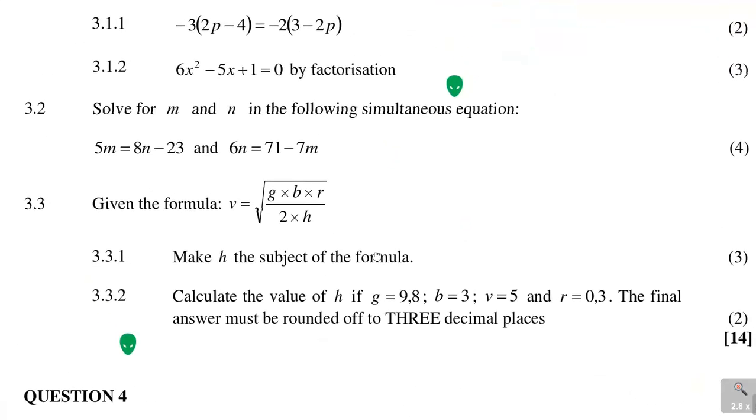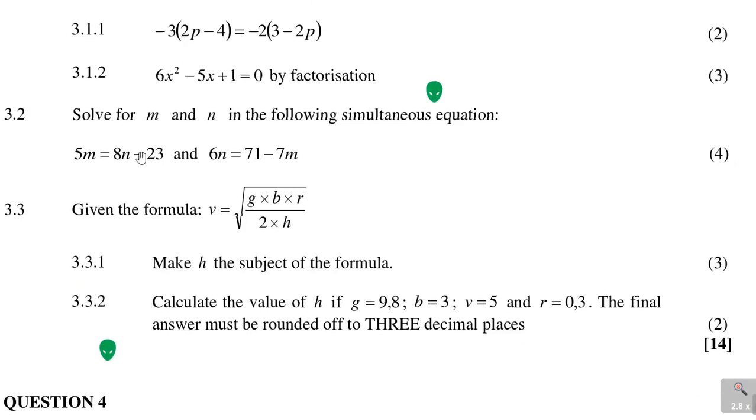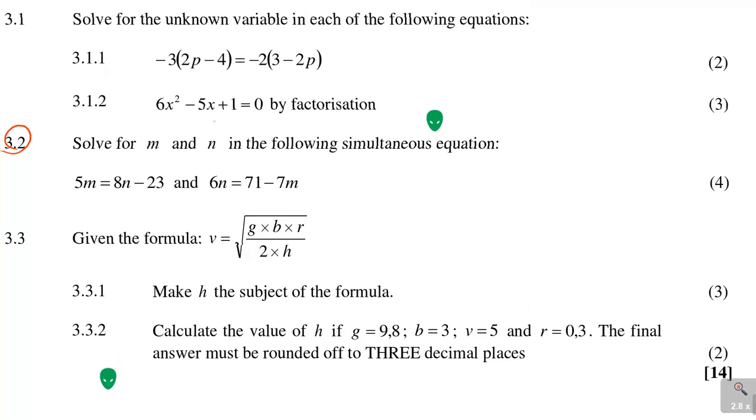Alright, moving on to question 4. Question 3.2 says solve for m and n in the following simultaneous equations. You are given that and you're given that. Now if you are looking at simultaneous equations, first things first, write the equations. 5m is equal to 8n minus 23. This is my equation 1 as I'm given. The second one is 6n is equal to 71 minus 7m. This is my equation 2.